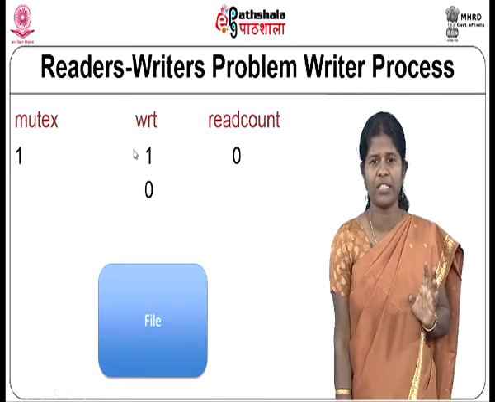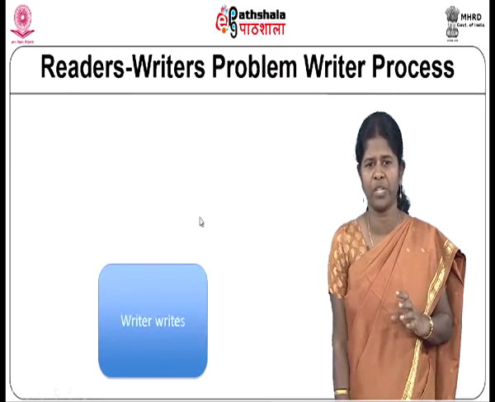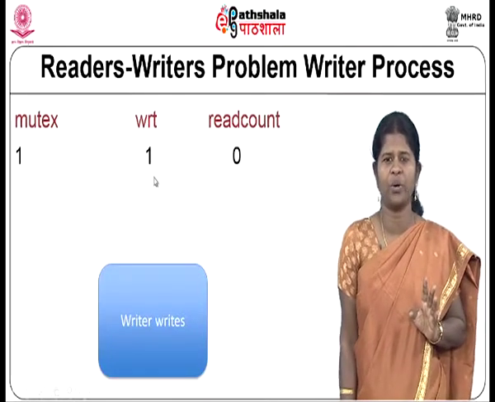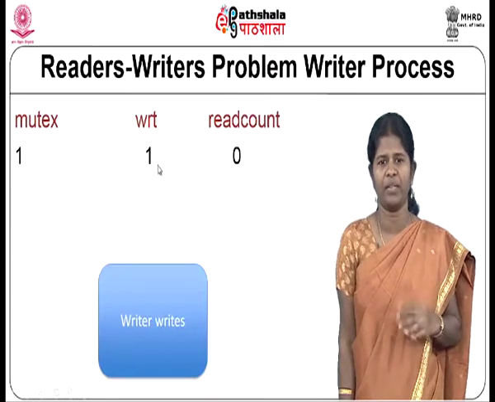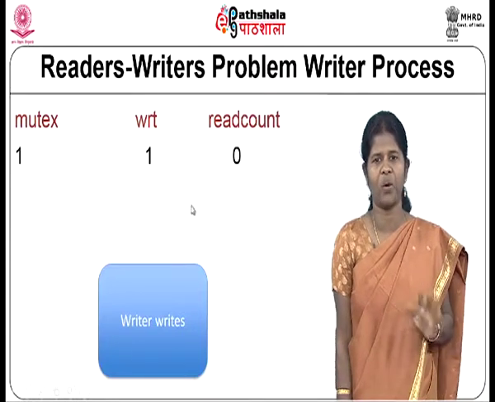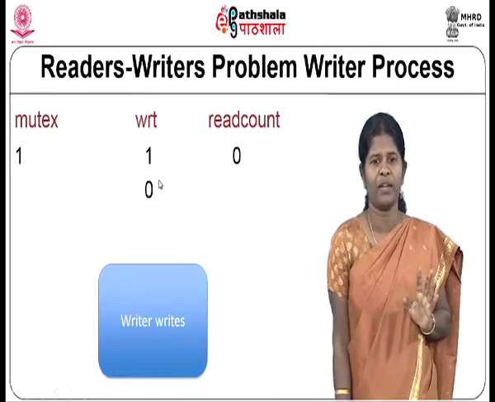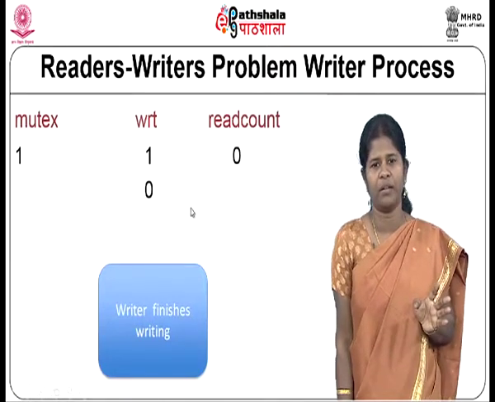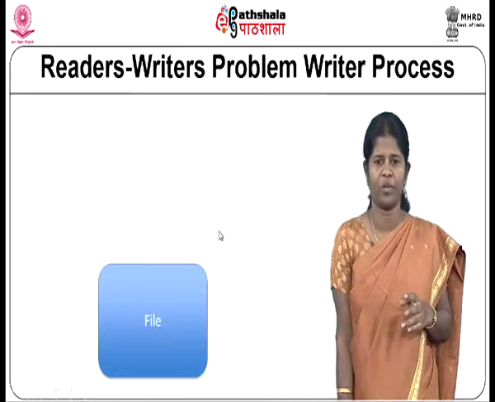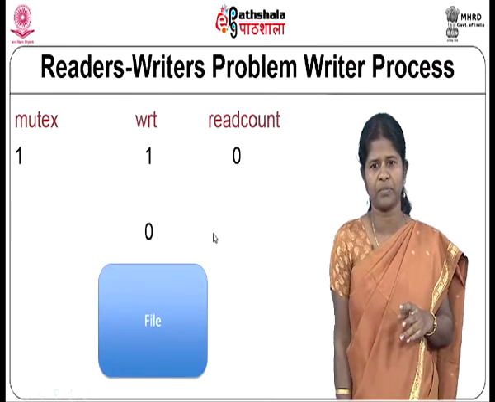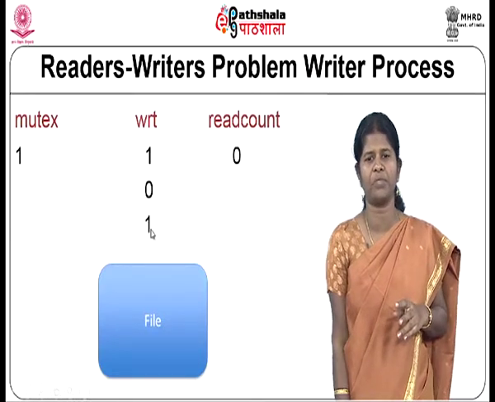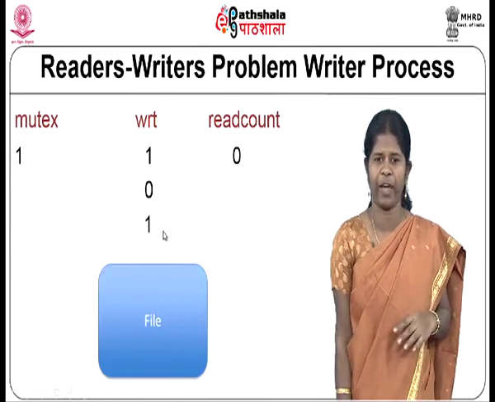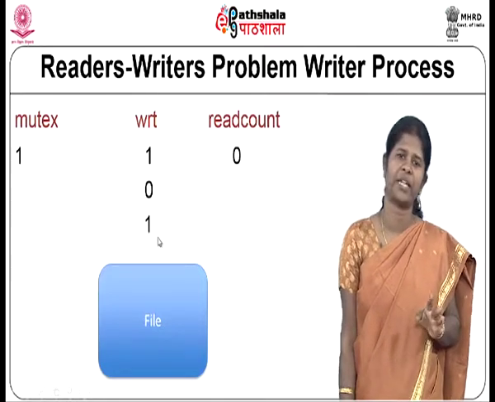When it executes wait on WRT, the value of 1 becomes 0 and the writer can write. And after writing, it should increment the value of WRT and it can exit. So, this is how the writer's algorithm works. You can see that it signals WRT and exits, and the value of WRT becomes 1. So, initially it was 1, then it waits on WRT and makes it 0, accesses the file, and finally it becomes 1 after signaling WRT.